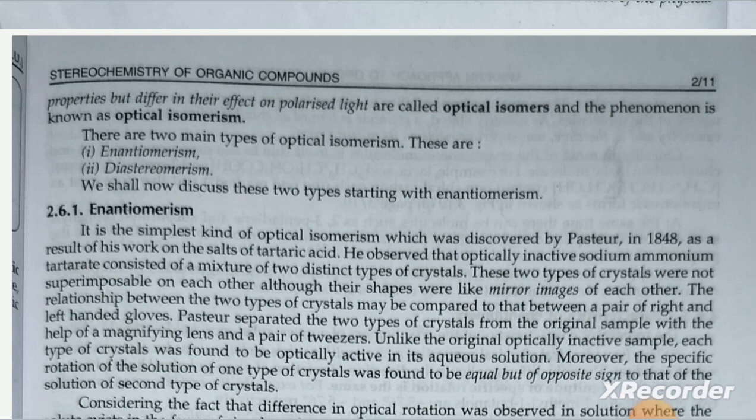These two types of crystal were not superimposable on each other, although their shapes were like mirror images of each other. The relationship between the two types of crystal may be compared to that between a pair of right and left-handed gloves. Pasteur separated the two types of crystal from the original sample with the help of a magnifying lens and a pair of tweezers.